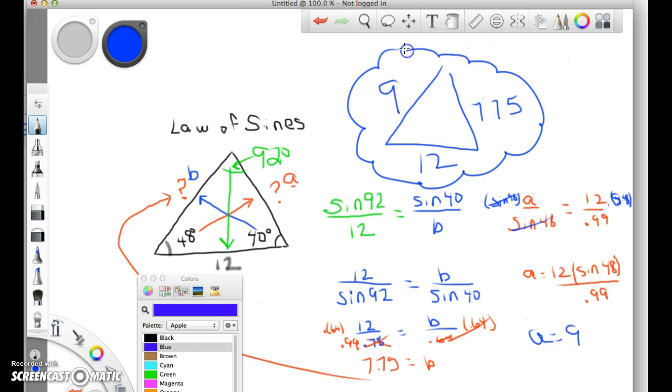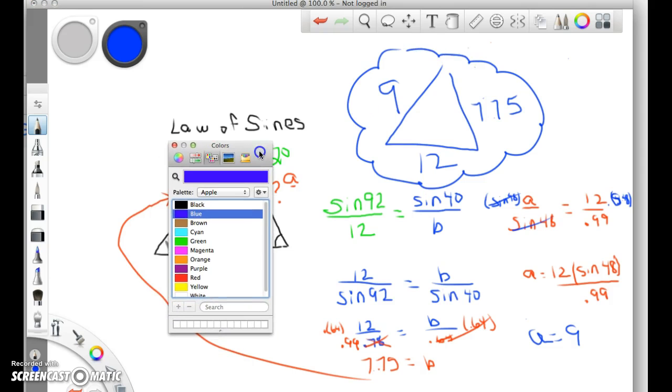All right, in the next tutorial I'm going to show you exactly how we can measure the height of a mountain with the law of sines, just in case you ever want to know how tall a mountain is.